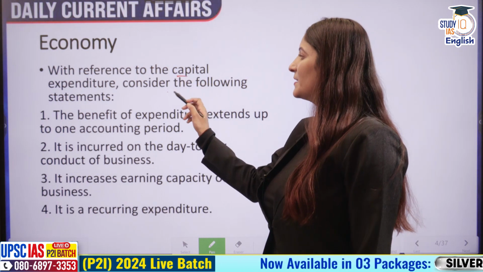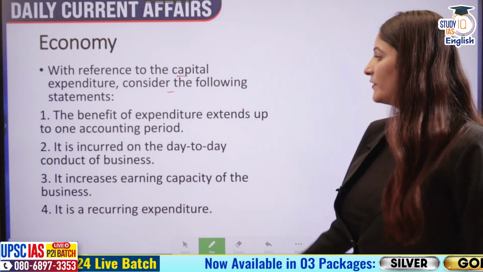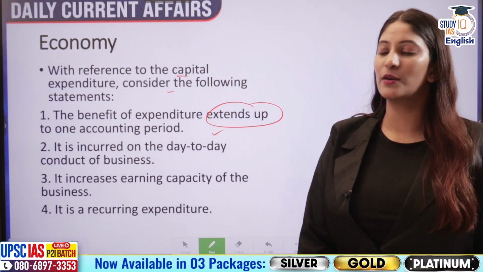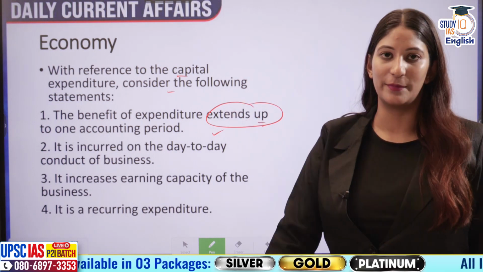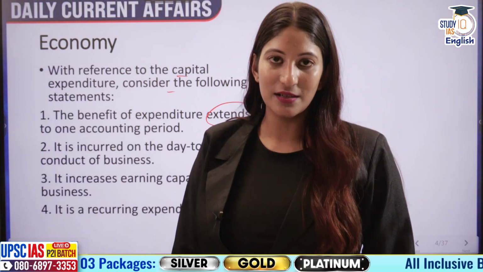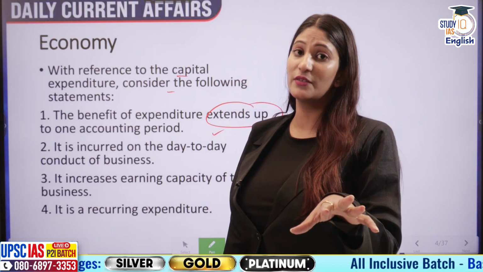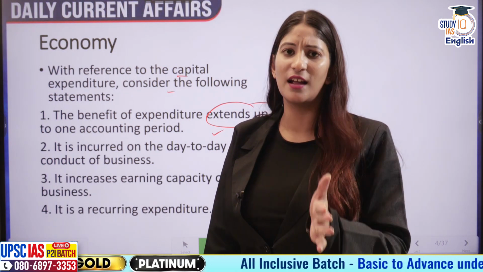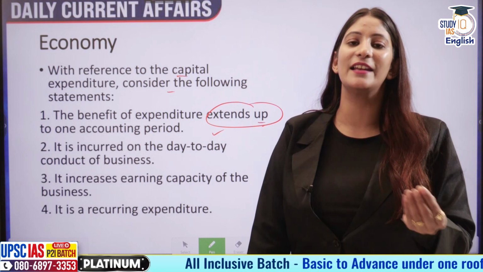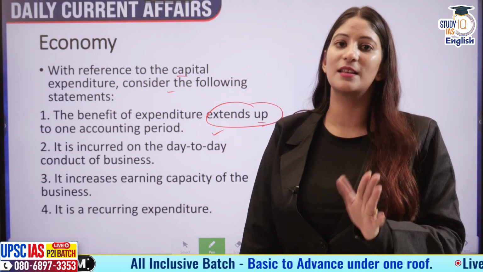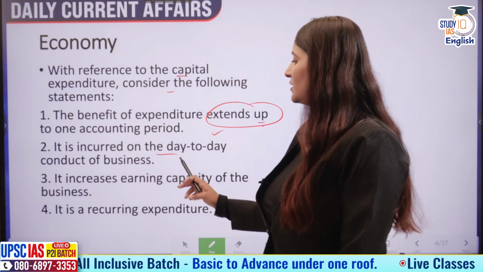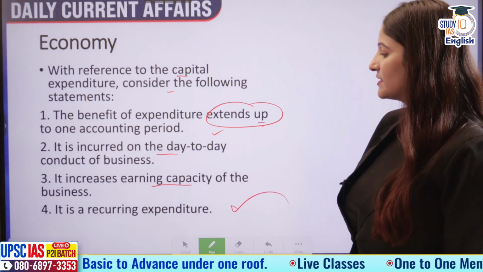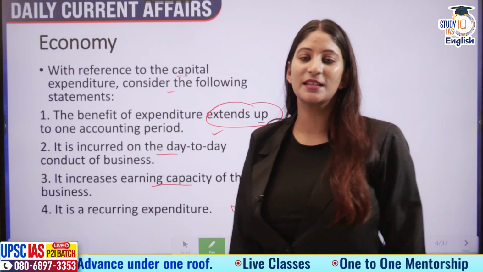With reference to capital expenditure, consider the following statements. The benefit of expenditure extends up to one accounting period. This is a googly statement because here it is written "up to one accounting period." If you're nervous, you may not be able to interpret this statement correctly. I'm talking about the nervousness during the exam procedure. Many students know the answer, but because they are nervous, they end up interpreting a statement incorrectly. Second, it is incurred on the day-to-day conduct of business. Third, it increases the earning capacity of a business, and it is a recurring expenditure. How many of the statements given above is or are correct?